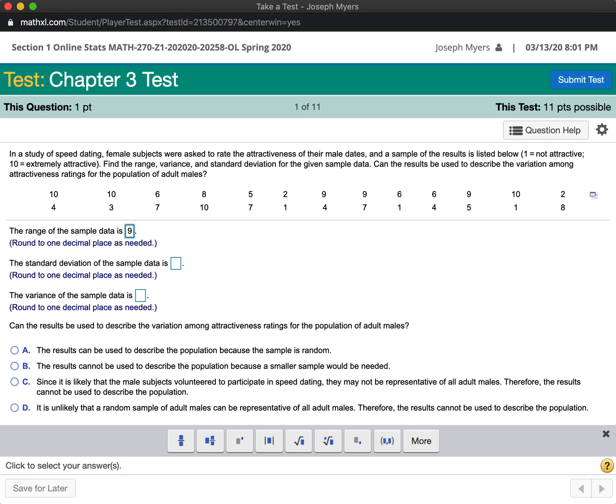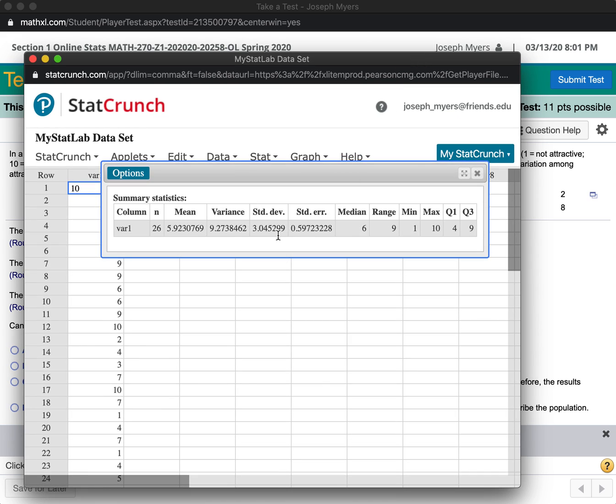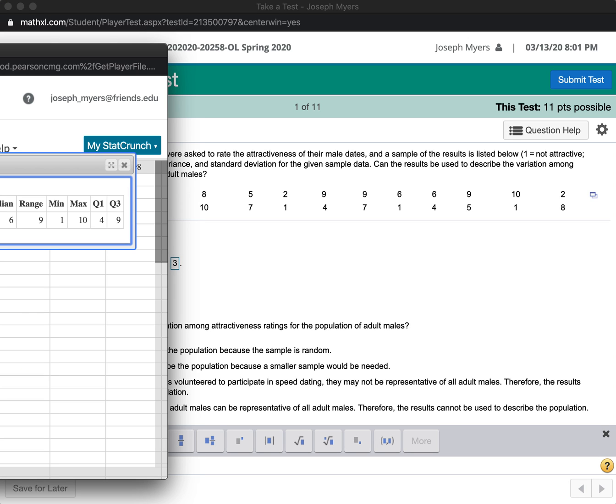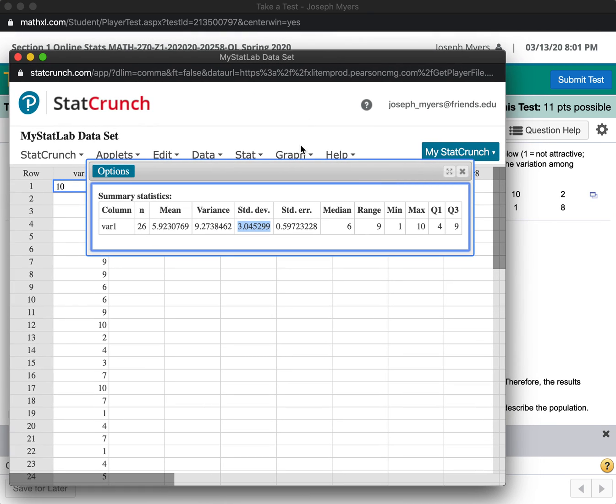The standard deviation, it also shows that right here. It is that number. But they want us to round it off to just one decimal place, so it rounds down to 3.0, or you could also just say 3, because 3.0 is the same as 3. The variance is 9.27, which rounds off to 9.3.